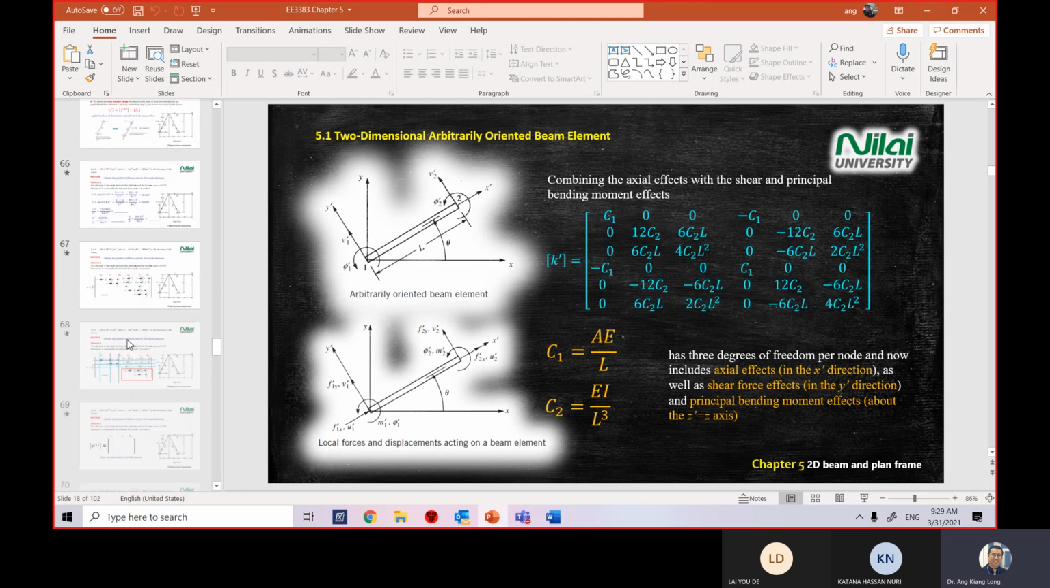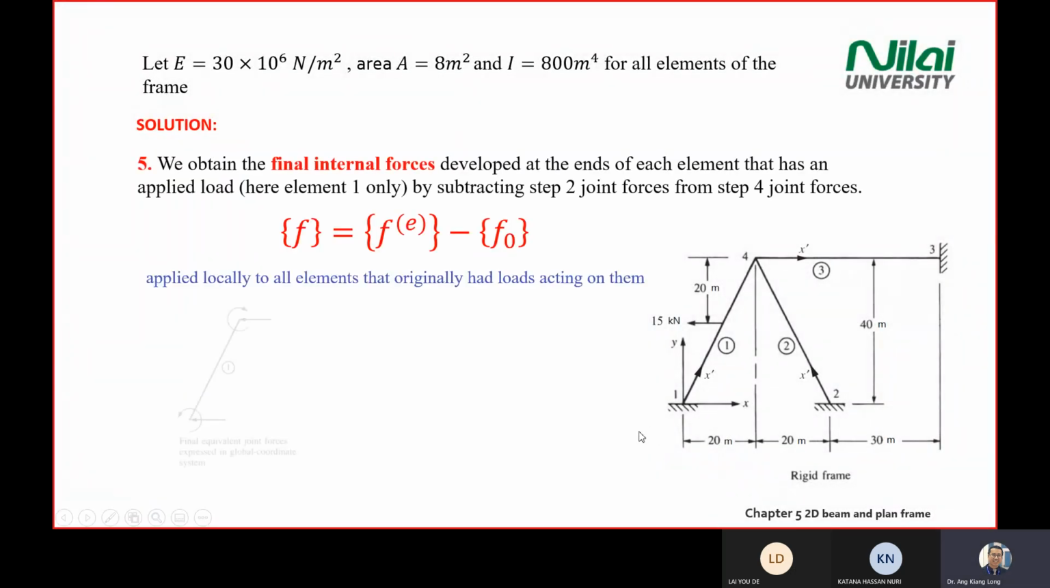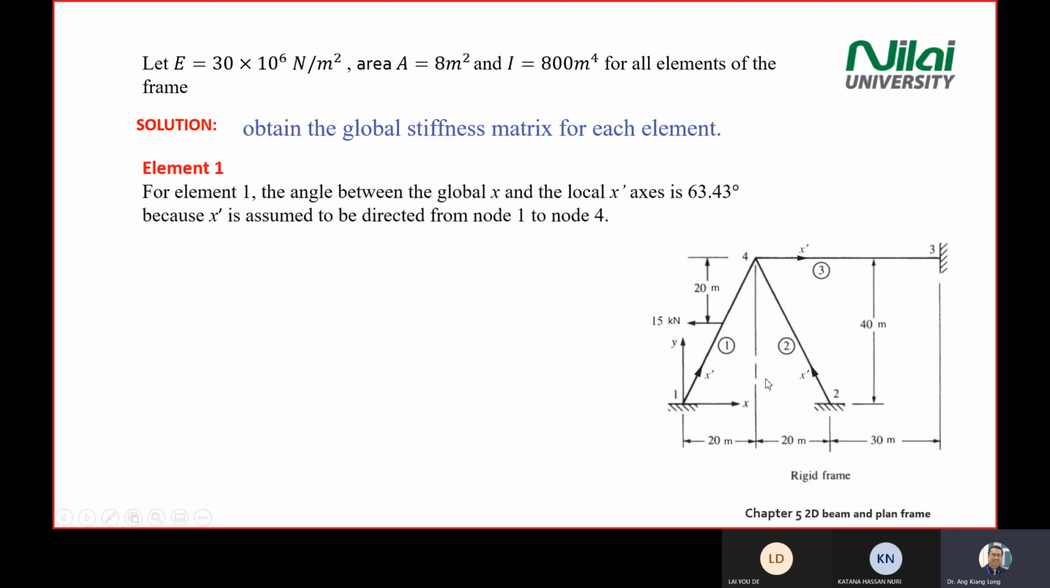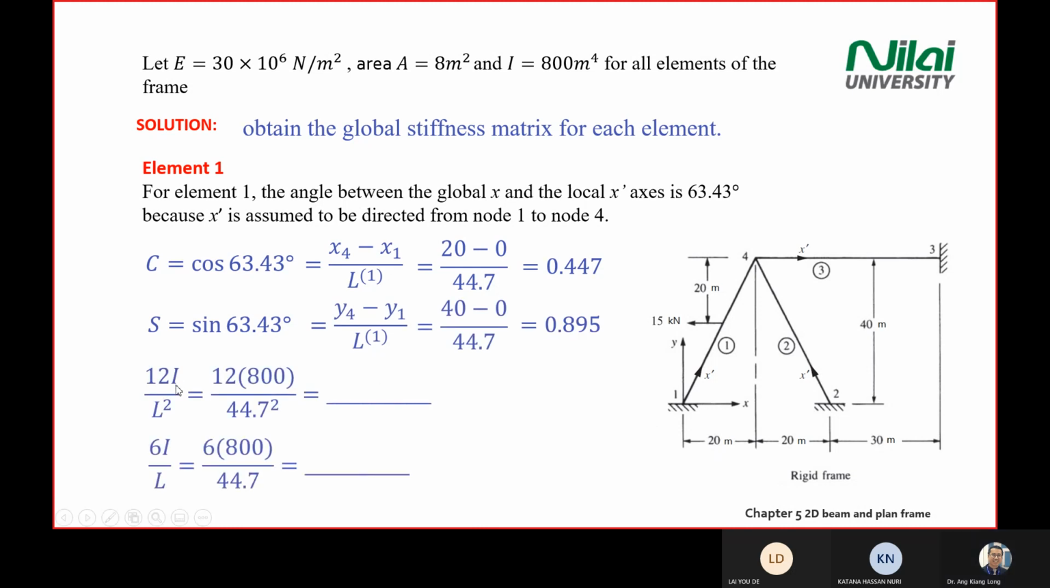All right, let's go back to our tutorial question for today. The first step is to find the angle. The second is to find the cos and sine. Then find the constants: 12EI/L cubed, 6EI/L squared, EA/L, because these are the parameters that you need to fill into the 5 equations that I asked you to put in the answer sheet. Okay, makes sense? Everything makes sense to you now?